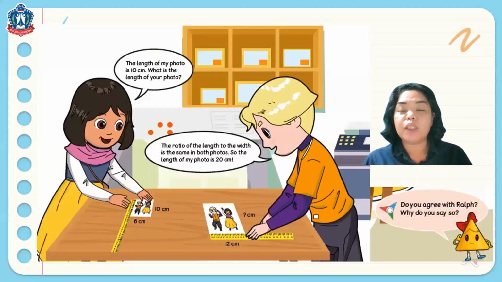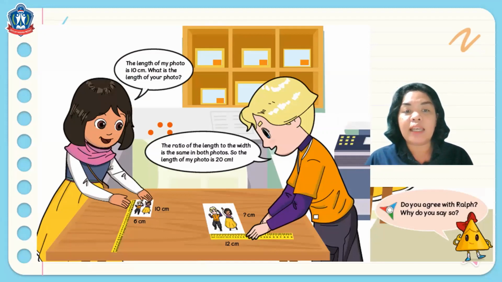I have here a picture of two children. They have photos. The girl said that the length of her photo is 10 centimeters. The boy said that the ratio of the length to the width of his photo are the same. So he said that the length of his photo is 20 centimeters. Is he correct? Do you agree with him? So you can share, children, your answer during our class, whether you agree or disagree with him.